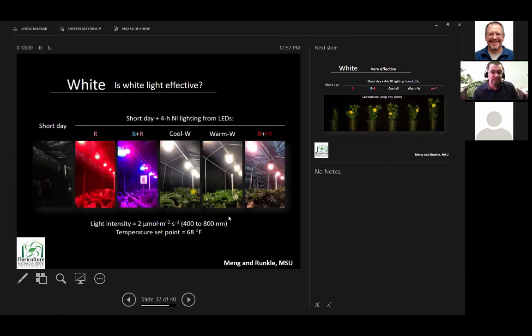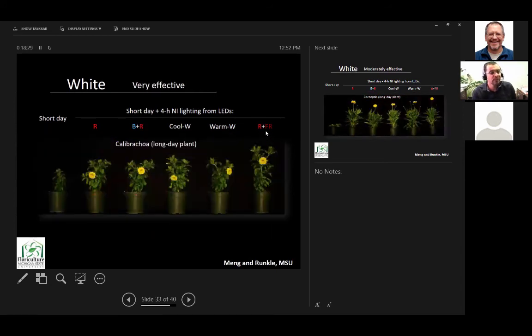White light, again, these are lamps that you could go to a hardware store or a big box store and purchase. So typically a cool white or a warm white lamp or LED. In this study, we looked at short days providing red light alone, or red and blue light together, cool white, warm white, or again, the lamp that we've talked about throughout this presentation, red plus far red light, all at 2 micromoles. Here we see that white light can be effective. It's very comparable to our red plus far red lamps, and also we see that the plants are more compact.